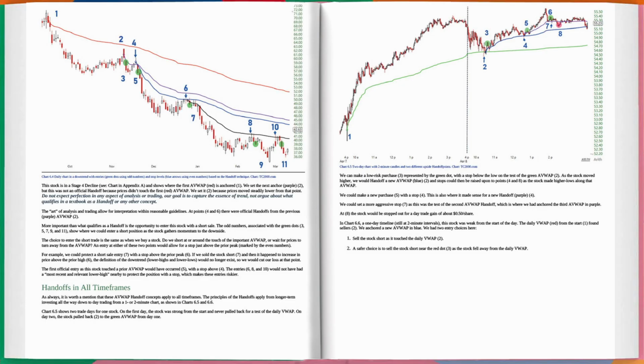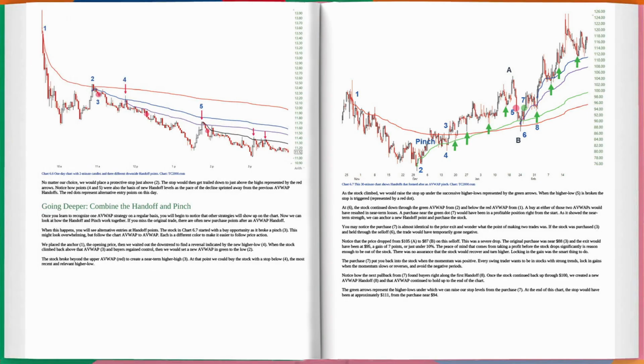In chart 6.6, a one-day timeline still at 2-minute intervals, this stock was weak from the start of the day. The daily VWAP red from the start 1 found sellers 2. We anchored a new AVWAP in blue. We had 2 entry choices here. 1. Sell the stock short as it touched the daily VWAP 2. 2. A safer choice is to sell the stock short near the red dot 3 as the stock fell away from the daily VWAP. No matter our choice, we would place a protective stop just above 2.